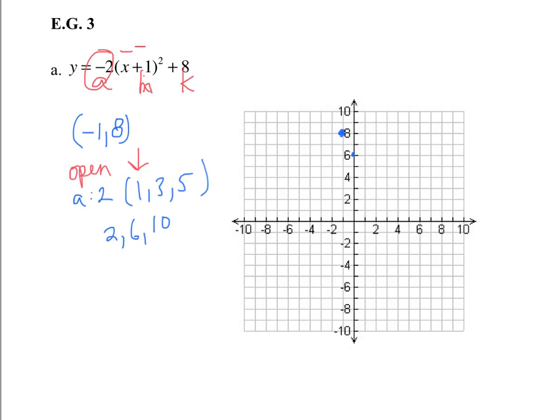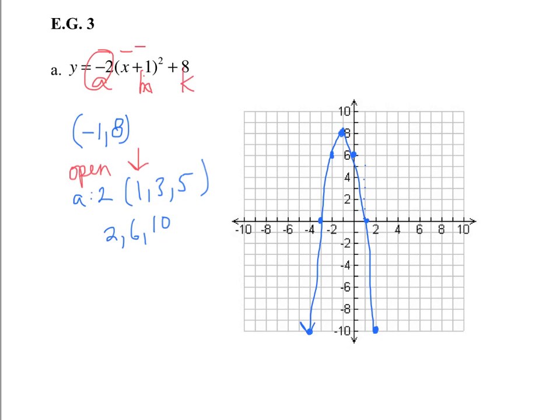This time my first point is 2 units away, or down in this case. Over 1, down 6. 1, 2, 3, 4, 5, 6. Over 1, down 10. It'll take us way to the bottom of the graph. So that's half of the parabola. The other half is going to be symmetric, so going to the left of the vertex, going to go down 2, left 1, down 6, left 1, down 10. And then you connect as best as you can.